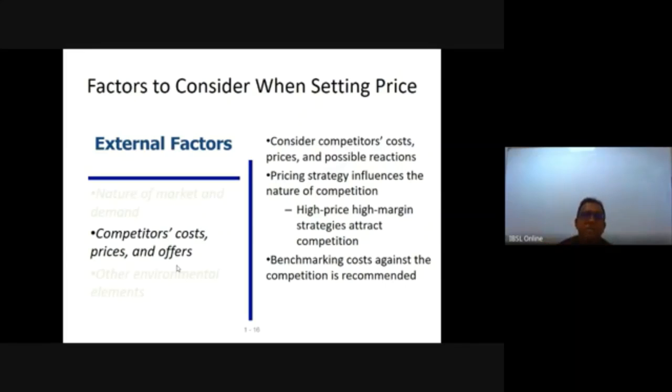And factors to consider when setting price. Another factor will be competitors' costs, prices, and offers. So you have to be mindful about the competition also. Consider competitors' costs, prices, and possible reactions. Pricing strategy influences the nature of competition. Benchmarking cost against the competition is recommended. So you have to always benchmark your cost. You have to be on par with the competition in order to compete your products with the competition.